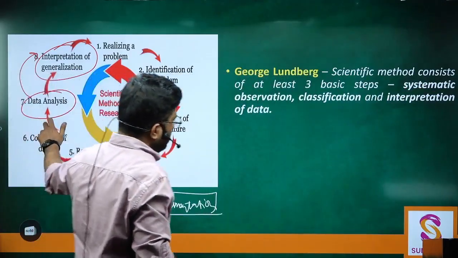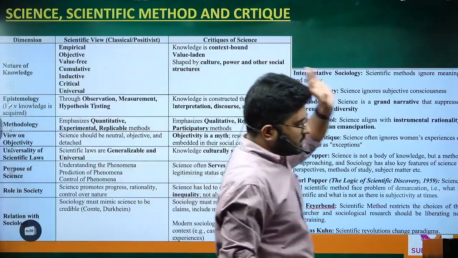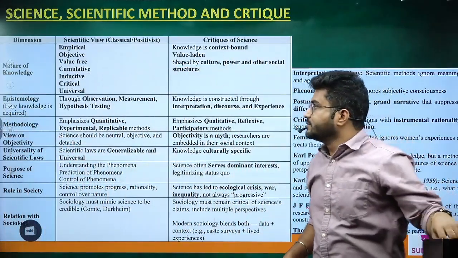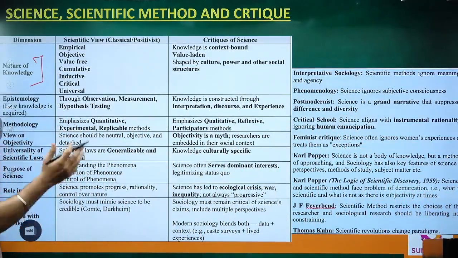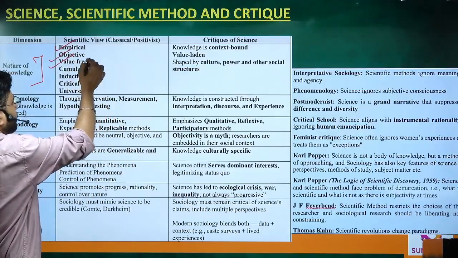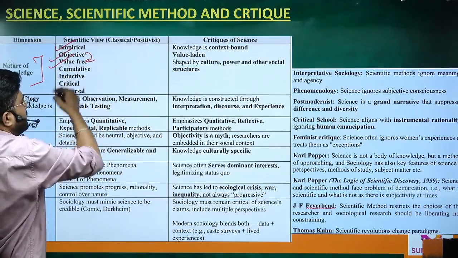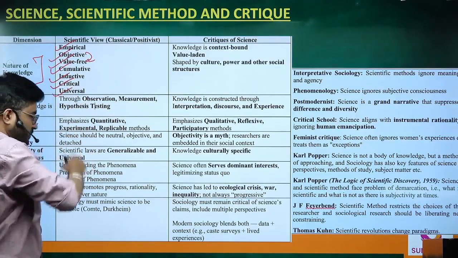अब आते हैं हम अपने चार्ट पे, that is, scientific method and its critique. Now, what is the nature of knowledge of science? As we have told, it is empirical, it is objective, it is value free. If it is objective, that means it's value free. It is cumulative, looking for inductive approach, looking for critical analysis, and universal.